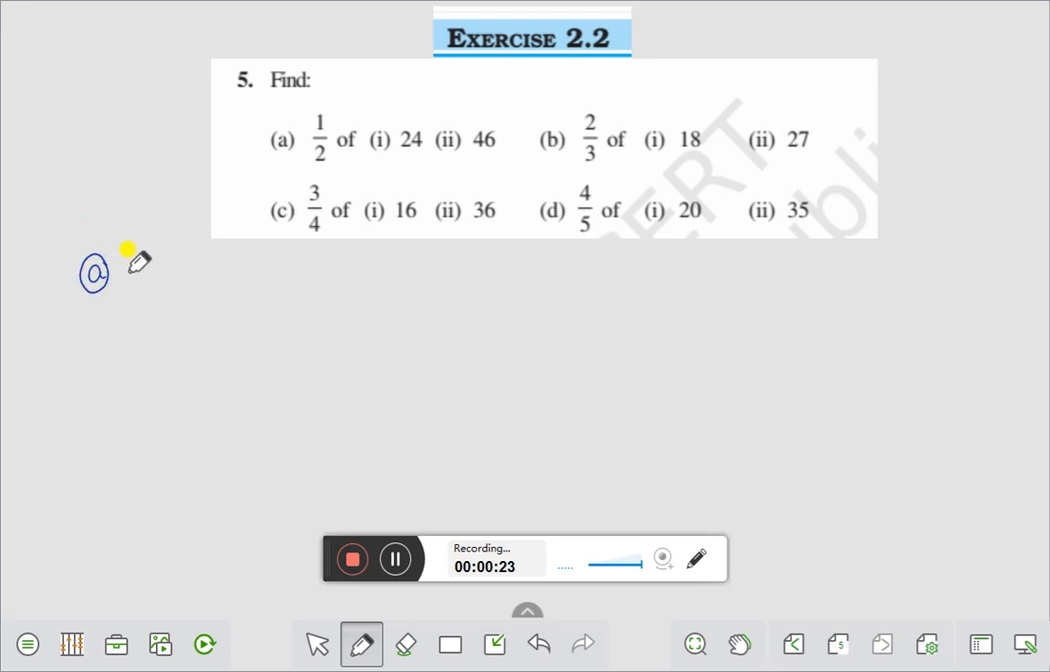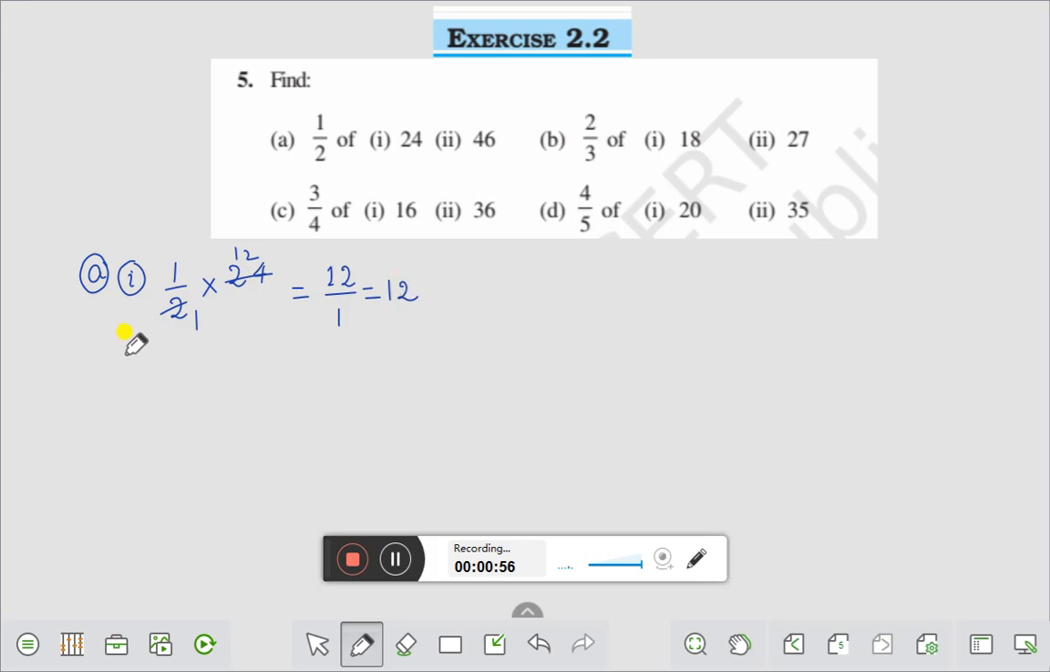Question number A1 is 1 by 2 of 24. Of means multiply, so 1 by 2 of 24. Now if we change into lowest term, 2 1 is 2, 2 2 is 4, 12 into 1, that is 12 by 1, that comes to 12.